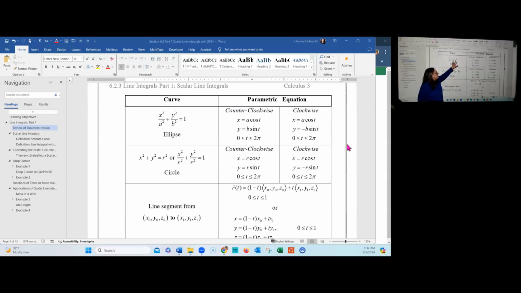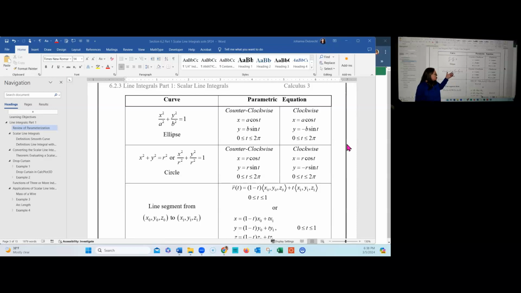The only difference between the ellipse and the circle is that the coefficients of x and y are both the same, because in a circle, the radius is a constant. In fact, a circle is a special case of an ellipse.